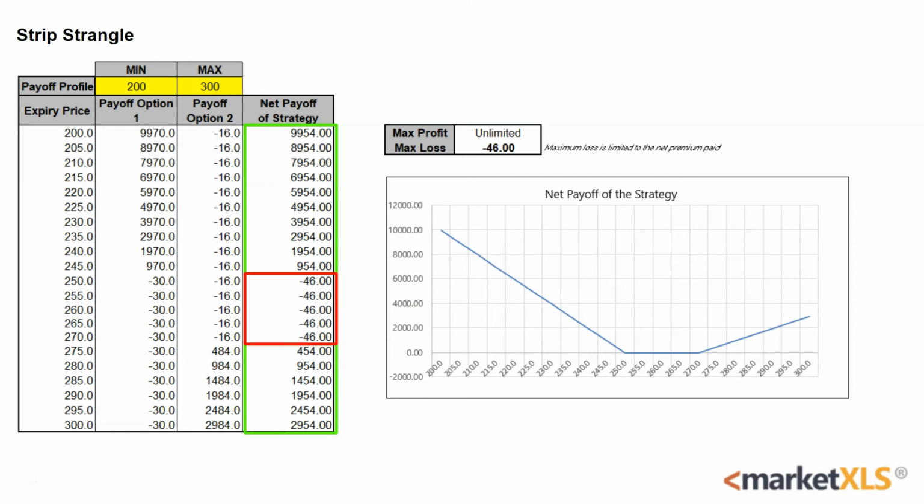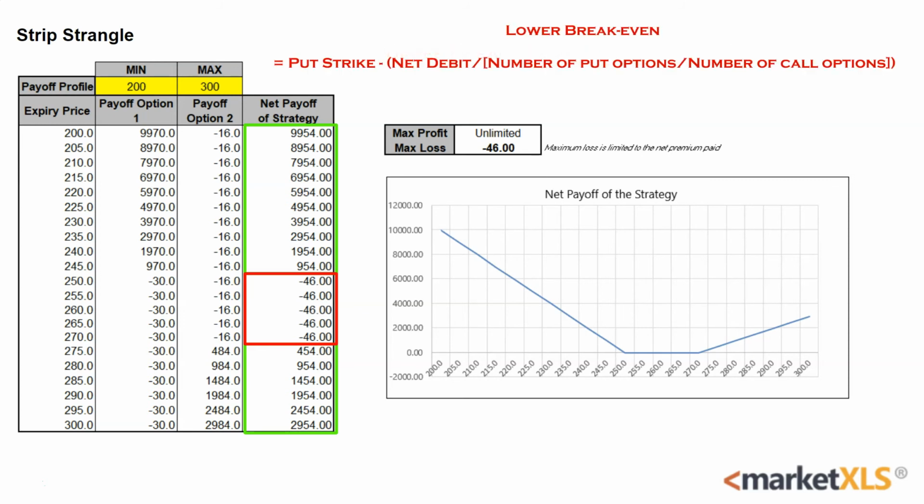Coming to the break-even point now, there are two break-even points for the strip strangle position: the upper break-even and the lower break-even. The upper break-even point is equal to the call strike plus the net debit, and the lower break-even point is equal to the put strike minus the net debit divided by the number of put options over the number of call options.